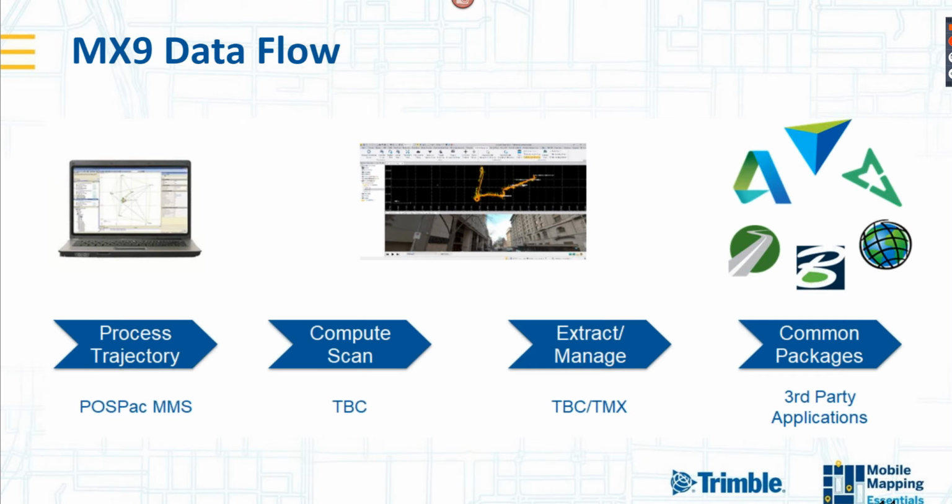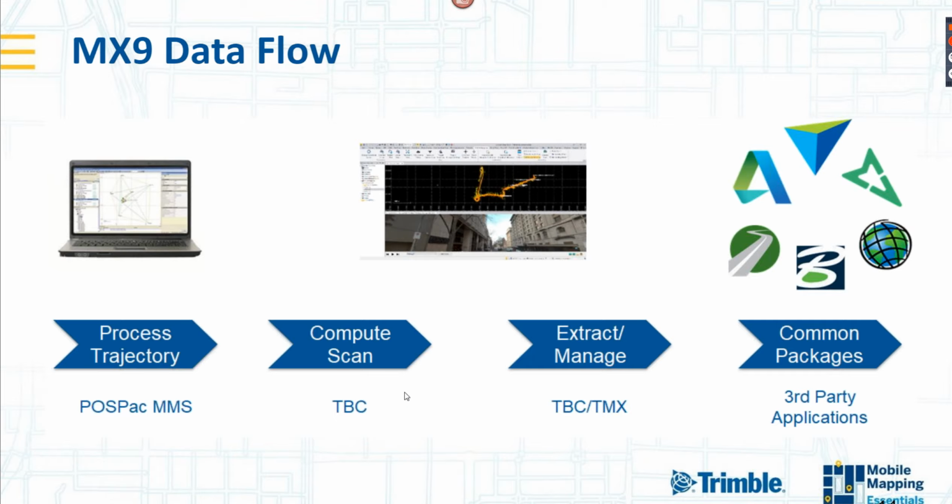Some of you may have already listened to Peter last time in the Mobile Mapping Essentials webinar and got a general idea of how the MX9 data would flow. Here is just a quick revisit. After the trajectory is processed in POSPac MMS, the data set will jump into TBC.